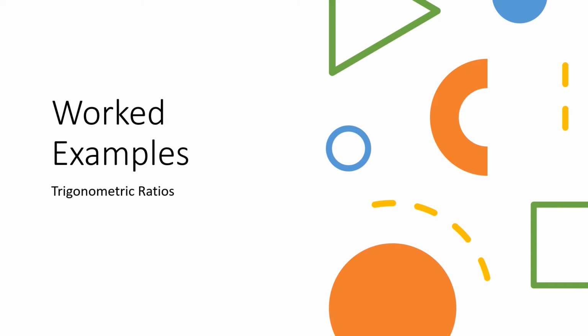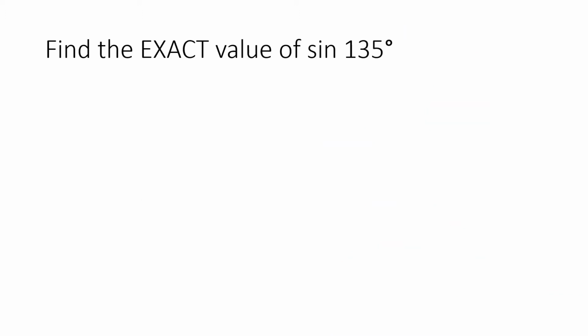In this video, we're going to do some worked examples using trigonometric ratios and their exact values. Our first question: find the exact value of sine 135 degrees. First thing we need to know is 135 degrees is not acute. So we need to determine which quadrant 135 degrees falls in.